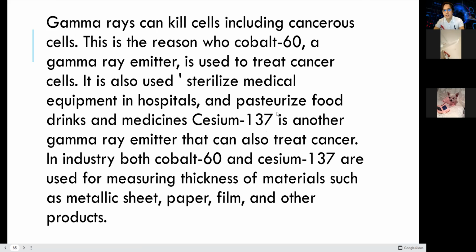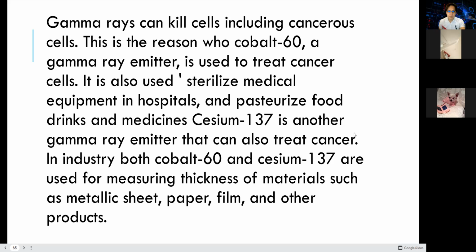Gamma rays can kill cells, including cancerous cells. They're actually used in cancer therapy. It actually complements chemotherapy. But again, this is really dangerous. This is the reason why cobalt 60, a gamma ray emitter, is used to treat cancer cells. It is also used to sterilize equipment in the hospital.